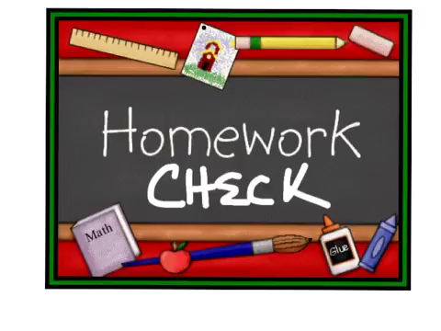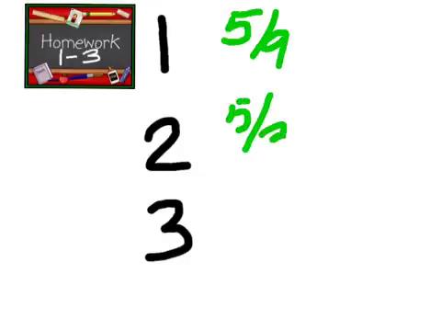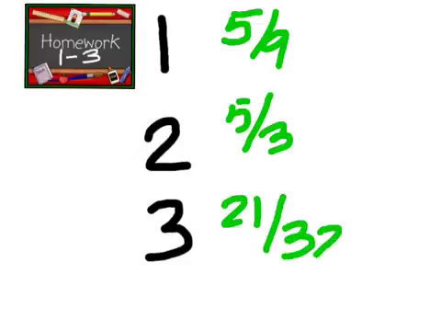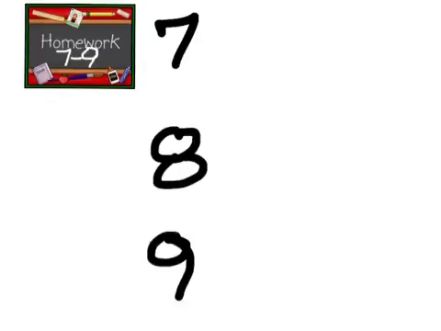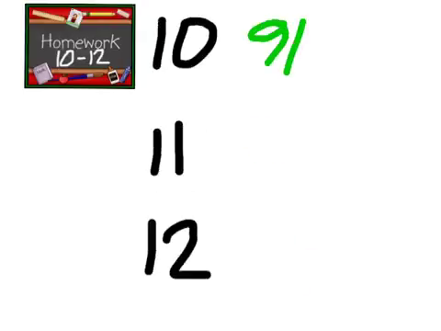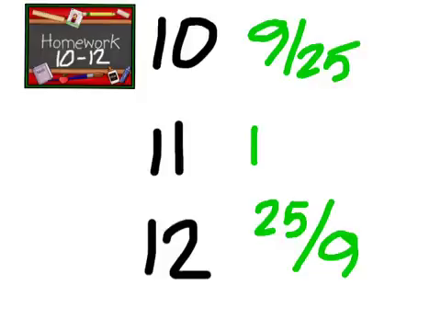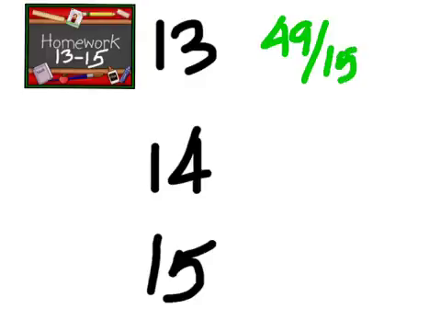Next up is the homework check. Answers to 1, 2, and 3 are 5 over 9, 5 over 3, and 21 over 32. Answers to 4, 5, and 6 are 2, 1, and 3 over 5. 7, 8, and 9: 4, 2, and 1 over 6. 10, 11, and 12: 9 over 25, 1, 25 over 9. Answers are 49 over 150, 3, and 2.